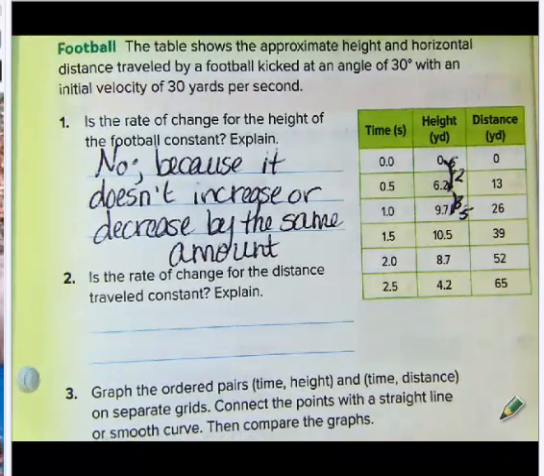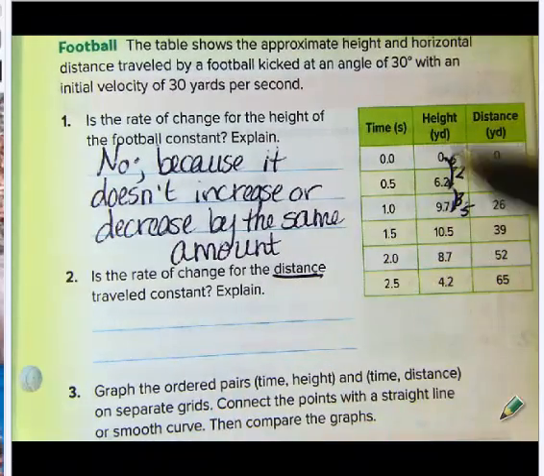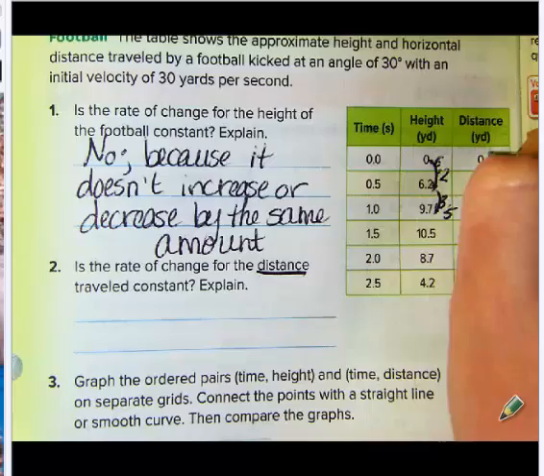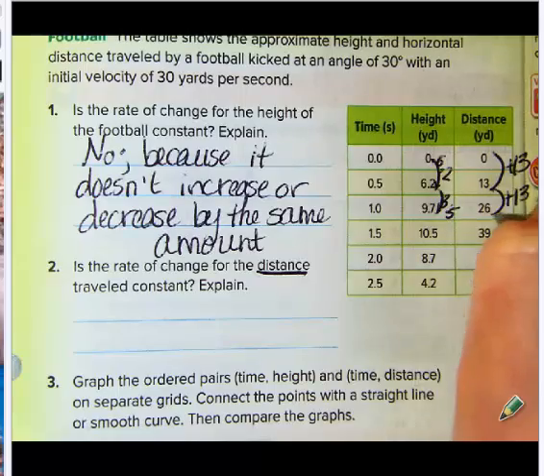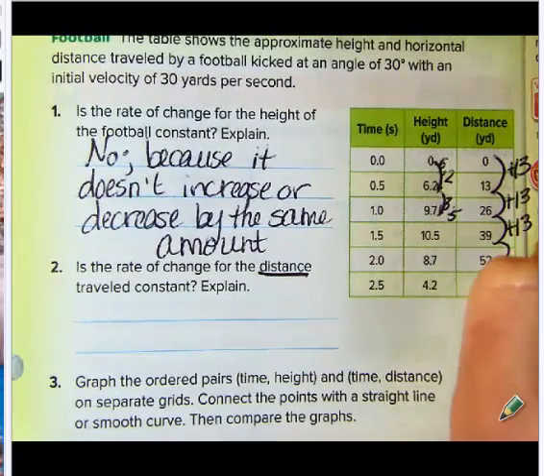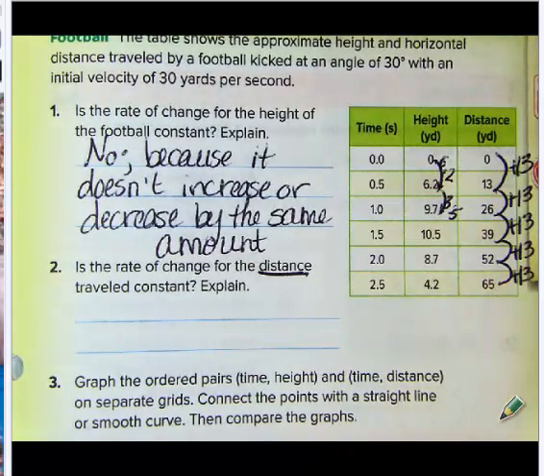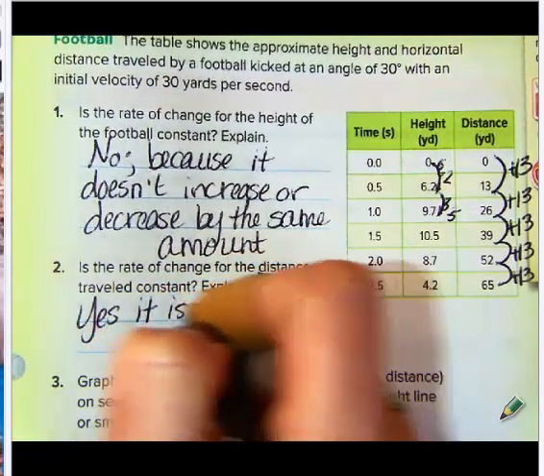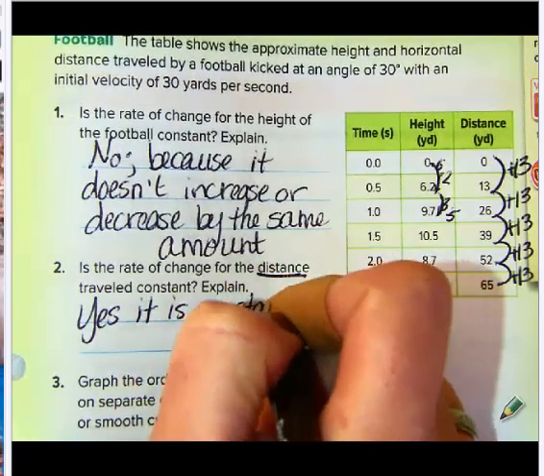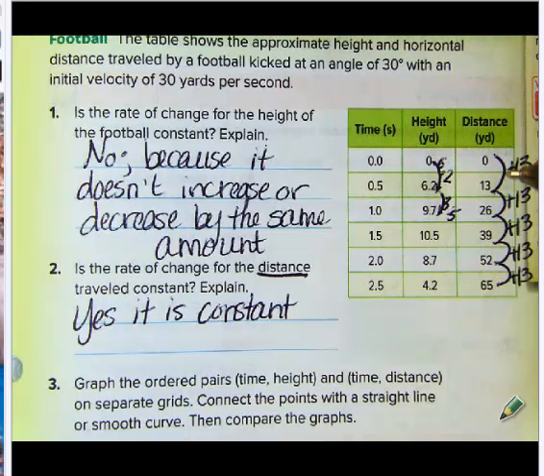And it says it's a constant. Well, let's look at distance. It's talking about the distance now, because this one it has height and distance. So now if we talk about distance, from 0 to 13, that's a plus 13. From 13 to 26, it's a plus 13. From 26 to 39, it's a plus 13. And from 39 to 52, it's a plus 13. And 52 to 65, it's a plus 13. Because all of these numbers are the same, yes, it is constant. If they were different, like what we had with height, then it would not be constant. But because they are all plus 13s, it is constant.